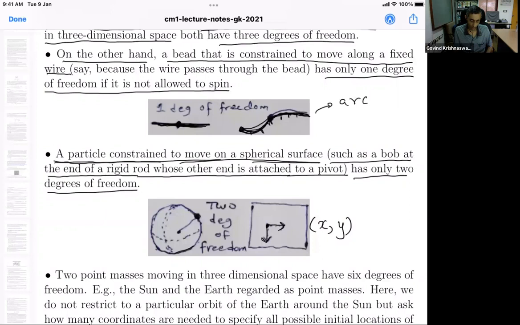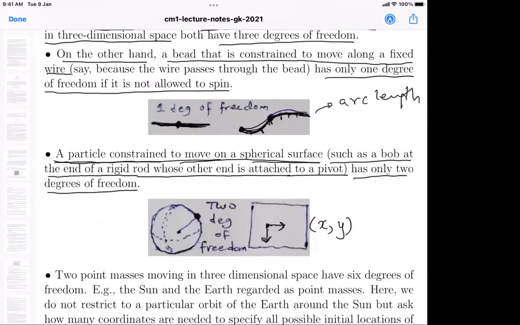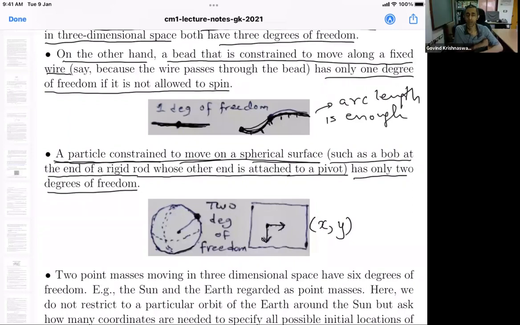Sir, is there a more mathematical definition, like some dimension of some space? Indeed. If the particle is free to move in 3-dimensional Euclidean space, then the number of degrees of freedom is simply the dimension of that space. So here it is moving on a curve, and the dimension of a curve is 1. It's moving on a plane, the dimension is 2. That's all. Is that okay?